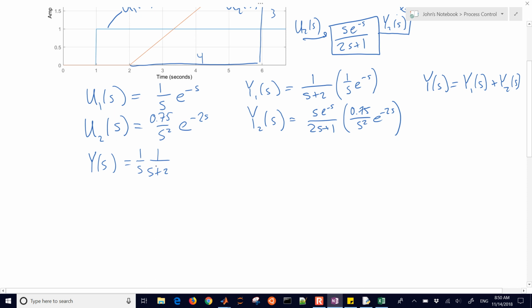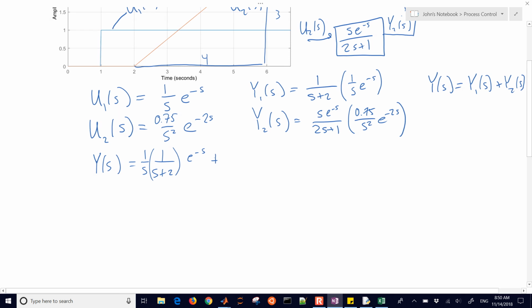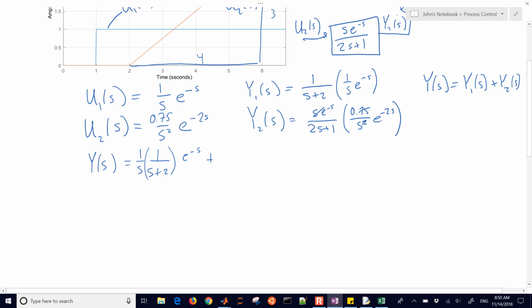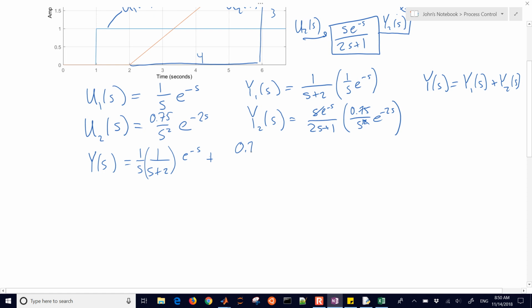Okay, and I'll put the 1 over s over here, e to the minus s. And then we'll combine these two. You have two exponentials there, and so we're going to combine those, but also this one is going to cancel out the squared here. And so let's just combine these two. We'll have 0.75 divided by s times 2s plus 1, and then e to the minus 3s.